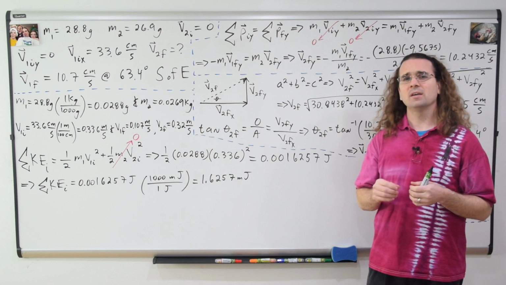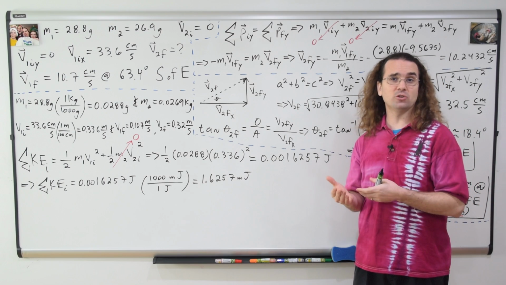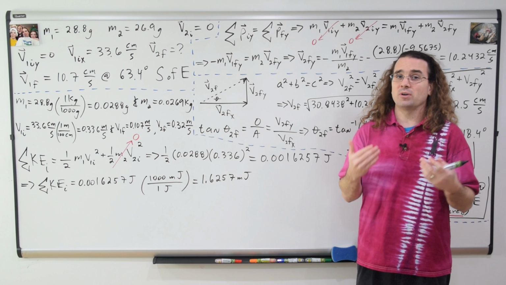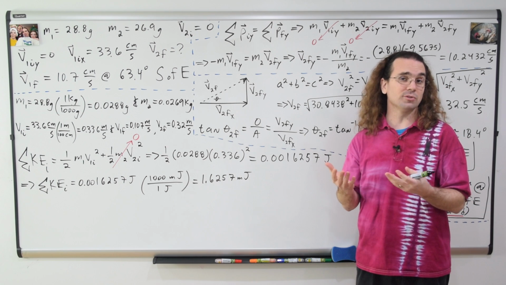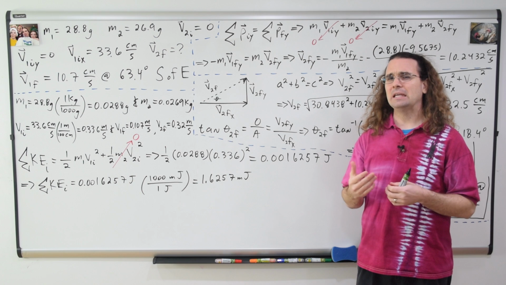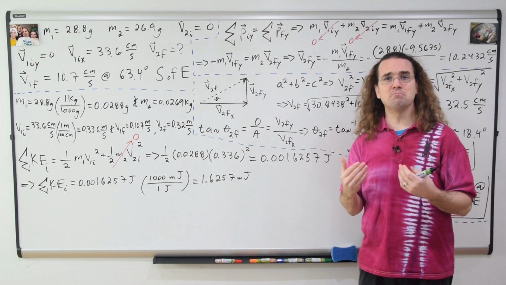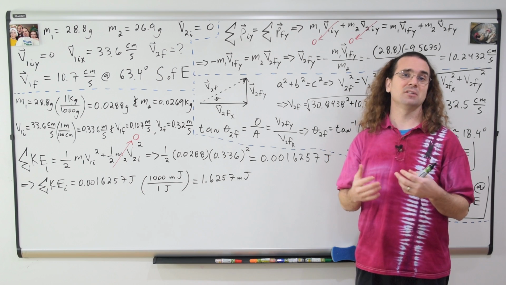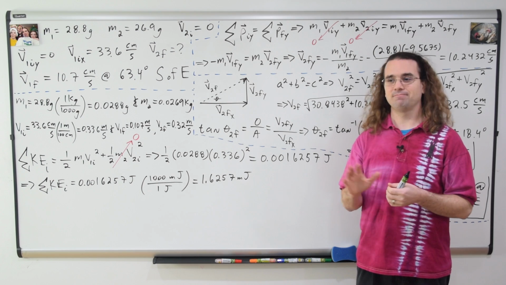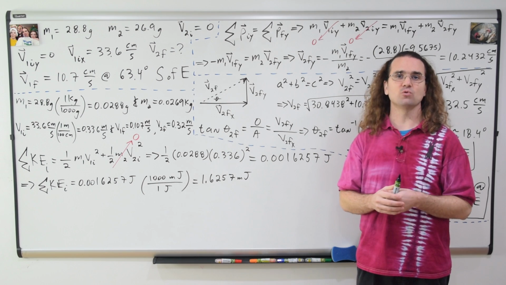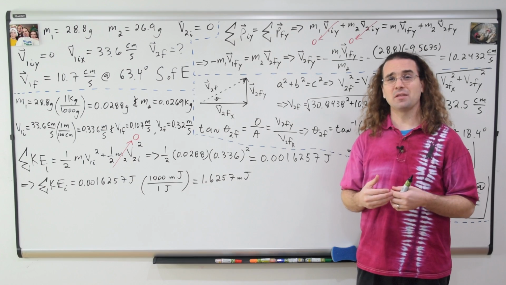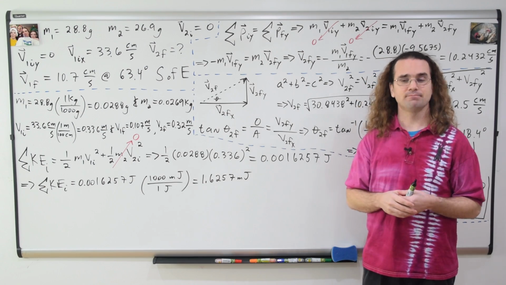Hold up, Mr. P. Yes, Bo? Why did you convert to millijoules, and do we have to? Two reasons. One, 1.6257 millijoules makes more sense to me than 0.0016257 joules. And two, in my experience, students need as much practice as possible doing conversions. But no, we don't actually have to convert to millijoules.